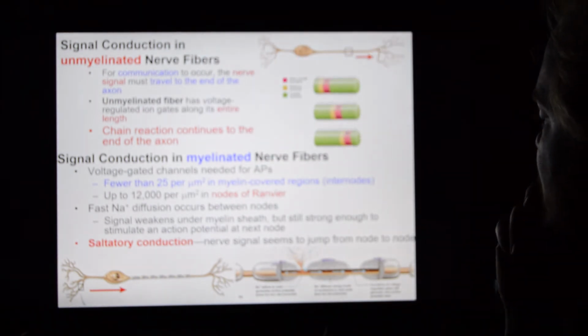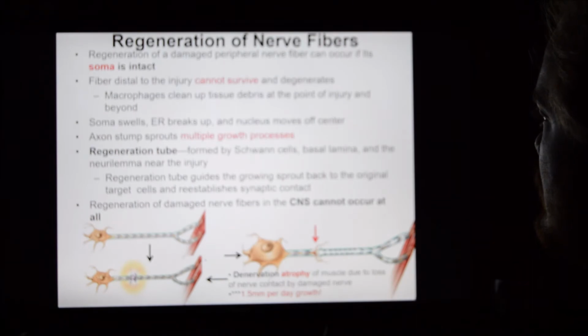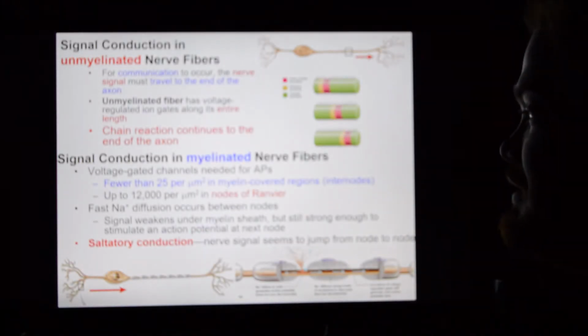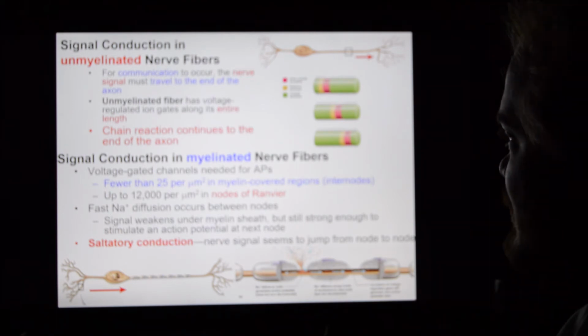Do I even have that written here? I don't. Well, let me tell you, it's called continuous conduction. I can't believe I don't have that written down.